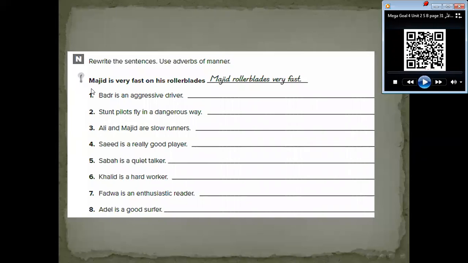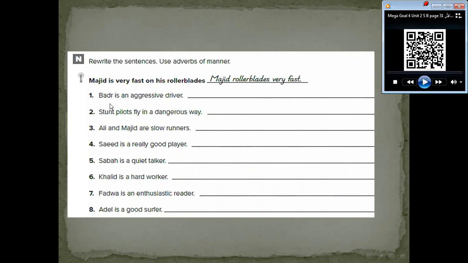يبقى the adjective describes the noun but the adverb describes the verb. And I told you before, to change the adjective into an adverb, we add ly at the end of the adjective, and there are some irregular adjectives like fast, hard, good. Okay. Now, after reading the example, Majid is very fast on his roller blades. We can say Majid roller blades very fast.